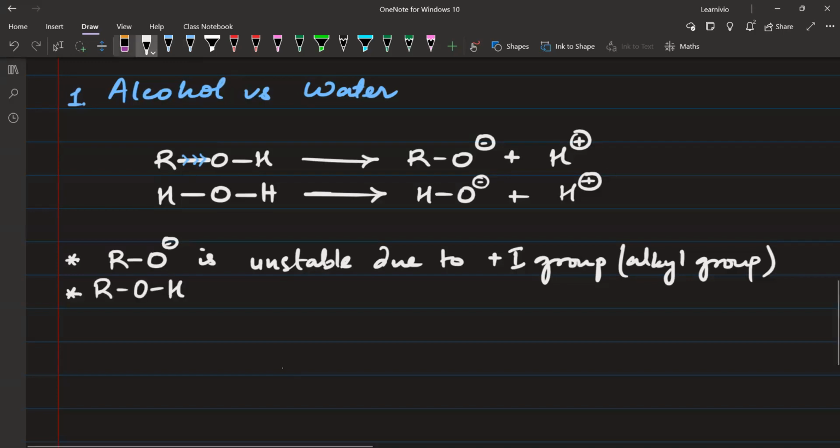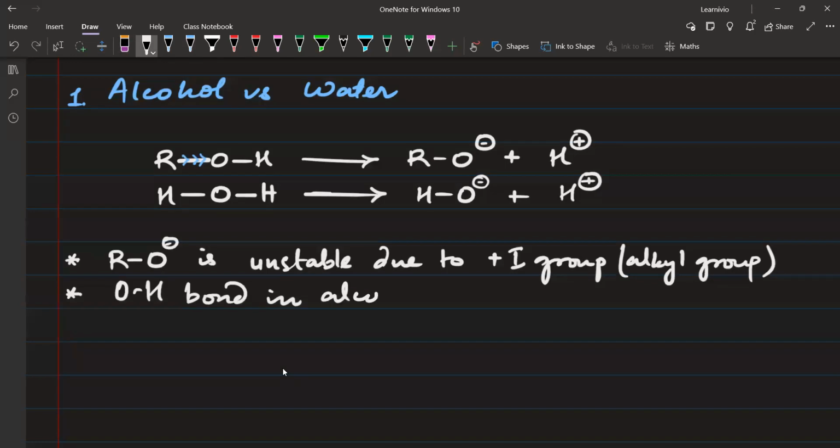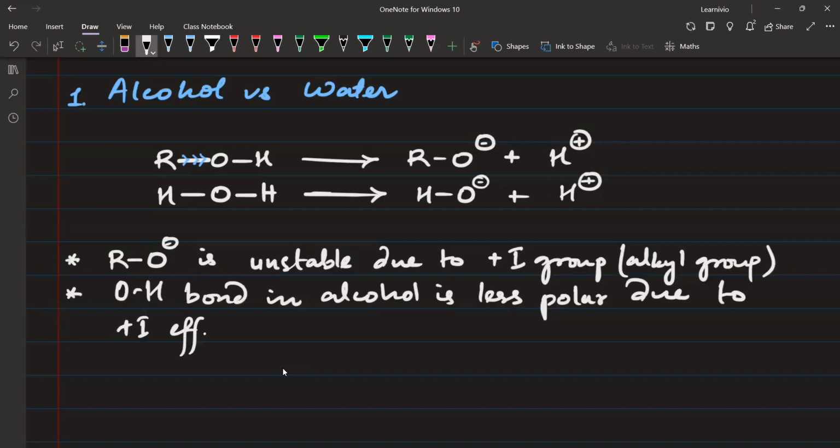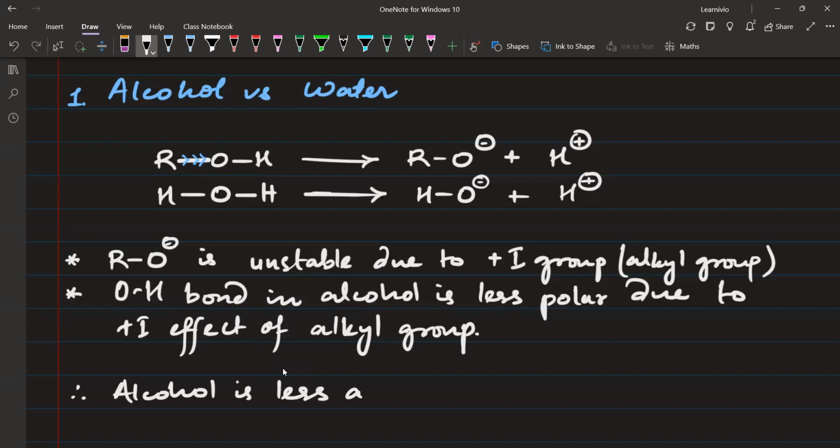OH bond in alcohol is less polar due to plus I effect of alkyl group. So from the above two reasons, we can say that, therefore, alcohol is less acidic than water.